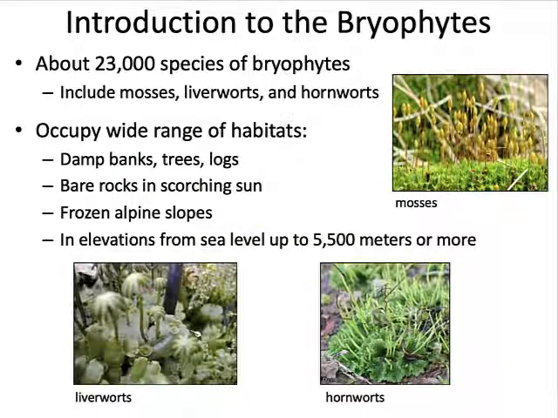There are over 20,000 species of bryophytes on our planet today, and it includes the following groups: mosses, liverworts, and hornworts. The bryophytes occupy a wide range of habitats, everywhere from damp forests to scorching hot rocks in the sun. We even find bryophytes in places such as alpine slopes, in which they can only reproduce when those frozen slopes melt for a very short time period in the summer. Bryophytes are found everywhere from sea level to 15,000 feet or higher in places like the Himalaya mountain range.